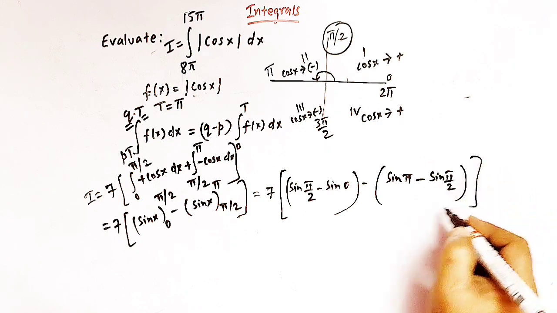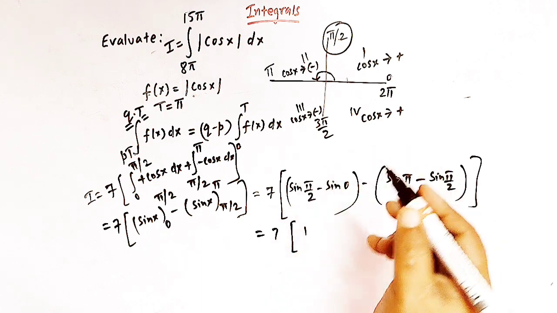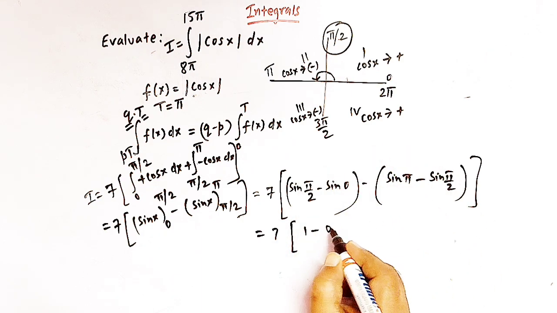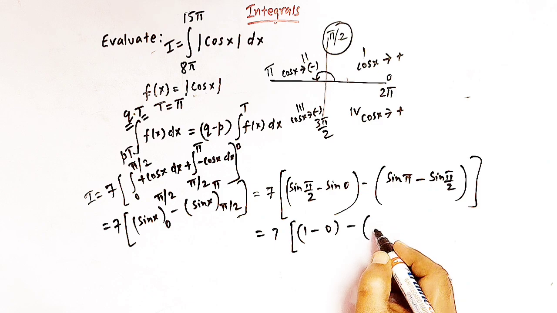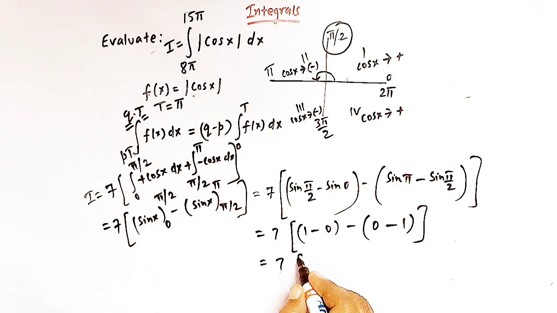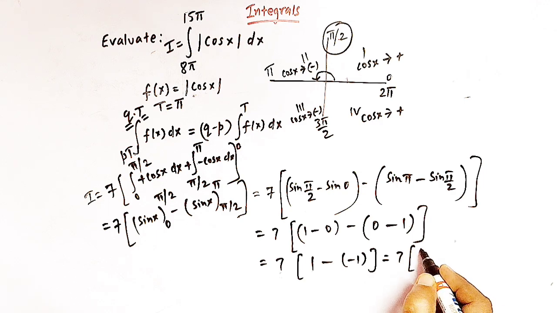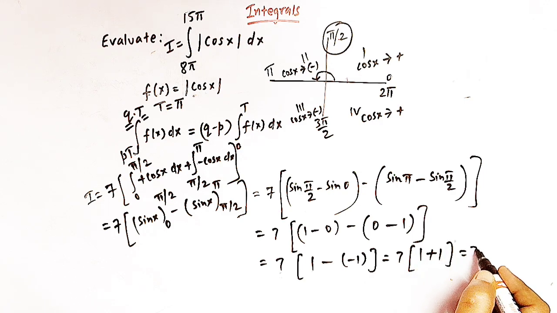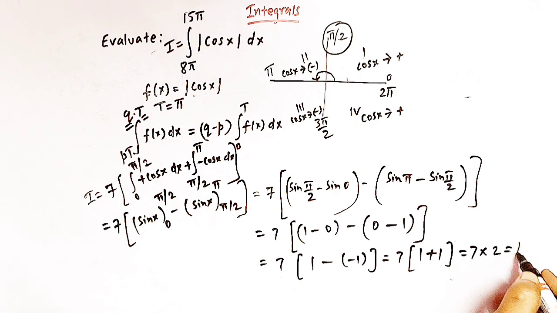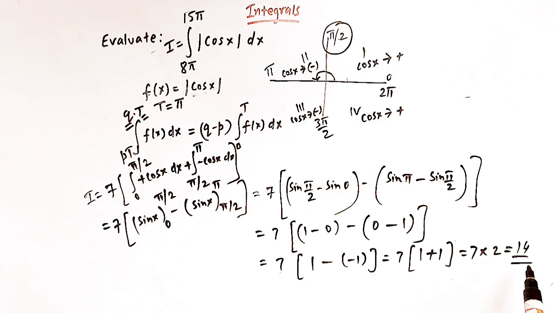Okay, so now here we can write sine pi by 2 as 1, sine 90 degrees is equal to 1, sine 0 is 0, and sine pi is 0, sine pi by 2 is 1. So we have 7, then we have 1 minus 0 is 1, 0 minus 1 is minus 1, so we have 7 times 1 plus 1, that is 7 times 2, that is equal to 14, right? So the value of this integral is equal to 14.